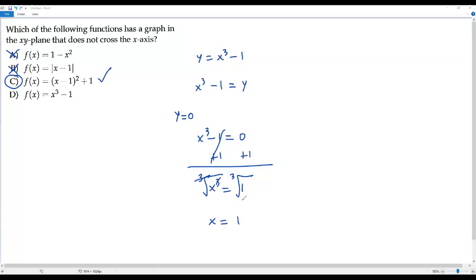Okay, so in the function that we have in answer choice D, if I plug in y equals 0, I'm getting a real value for x. So clearly the graph of the function in answer choice D crosses the x-axis at the point (1, 0). So option D is also incorrect. So therefore, the correct answer choice for this question is option C.